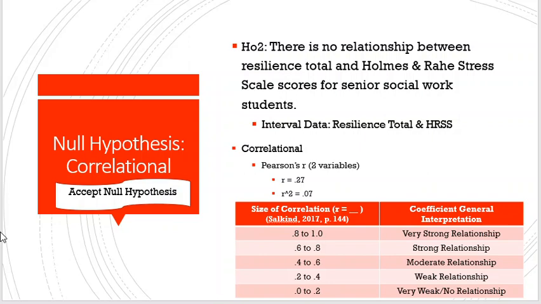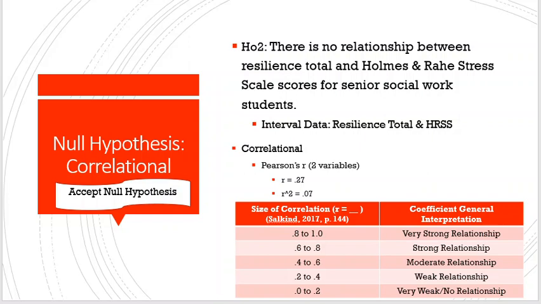So then we decided to do a correlation, and we just said there is no relationship between the resilience total and the Holmes and Rahe stress scale scores for senior social work students. So what we're saying basically is that resilience does not affect your stress scores. That's the null. The resilience total and the Rahe stress scale total are interval level data, and therefore we run inferential statistics.